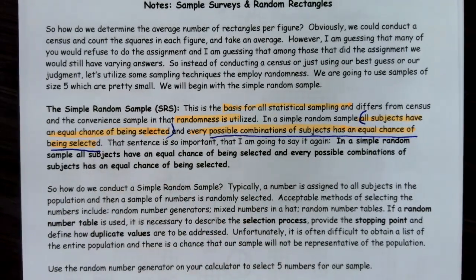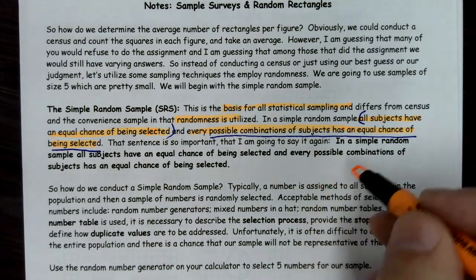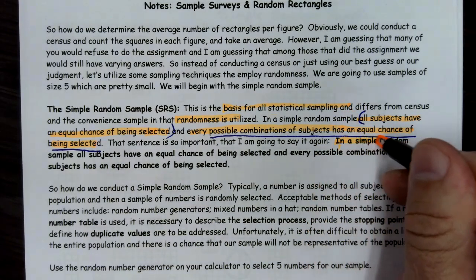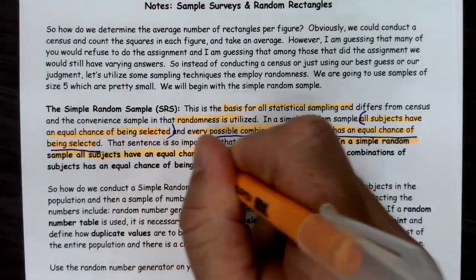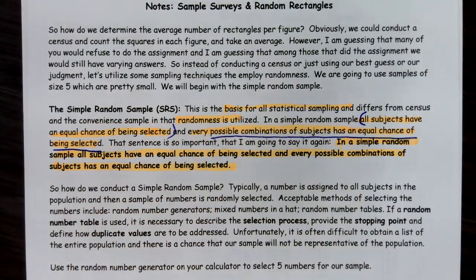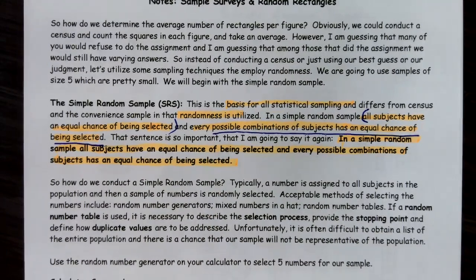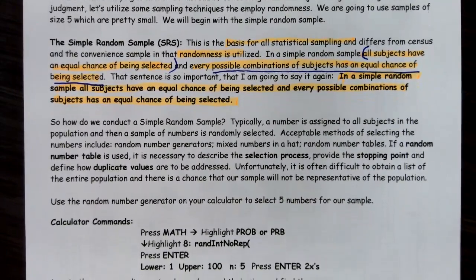The reason being is randomness is involved every single time we draw. Everyone's in a hat. We have a single pool. We're only going to draw from the single pool, and everyone is in that pool. So every single possible combination has an equal chance of being selected. All right. That's so important, I'm saying it again. In a simple random sample, all subjects have an equal chance of being selected, and every combination of subjects has an equal chance of being selected. That separates a simple random sample from all the other types of samples that we will conduct.